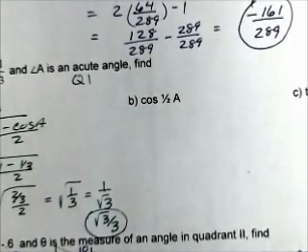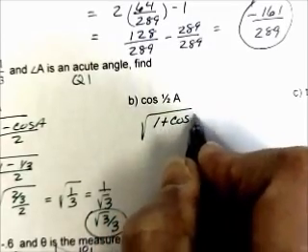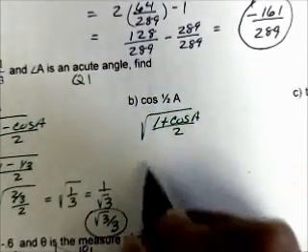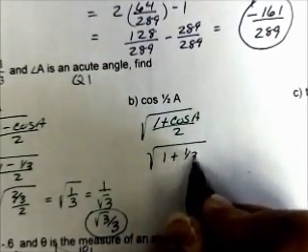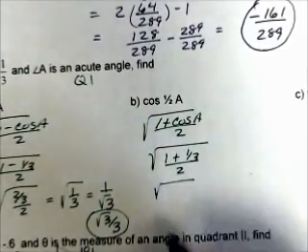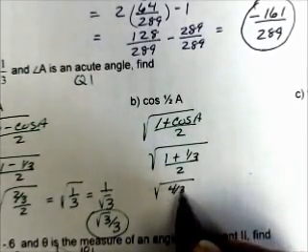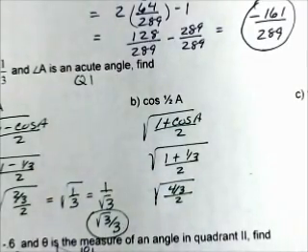Next, B, the cosine of a half A. Cosine of a half A is the square root of 1 plus the cosine of A divided by 2. So it's a square root of 1 plus 1/3. That's 3/3 plus 1/3 is 4/3 divided by 2. Dividing by 2 is the same as multiplying by the reciprocal, 1/2. Again, you can use the calculator though.